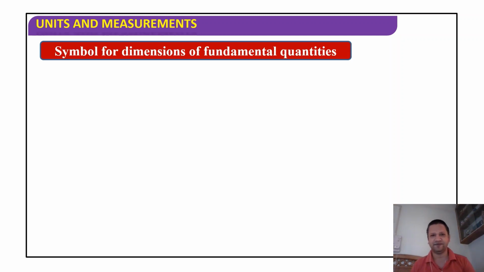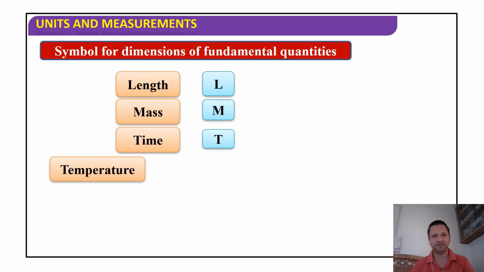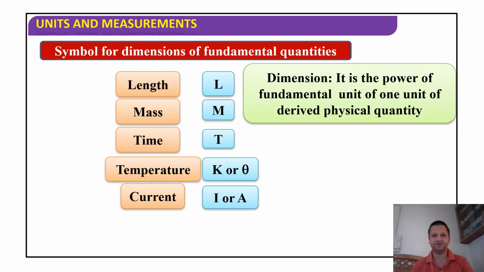The symbols for the dimensions of the fundamental quantities. As we are familiar, there are 7 fundamental quantities and 2 supplementary quantities. Mass, length, time, all these are the basics which we are using continuously. On the left hand side you can see the particular term, and on the right hand side the dimension of that term. For length we have written L, mass M, time T. In this way, temperature we write sometimes theta, sometimes K, current I or A, both are used. Most of the time we are using A.